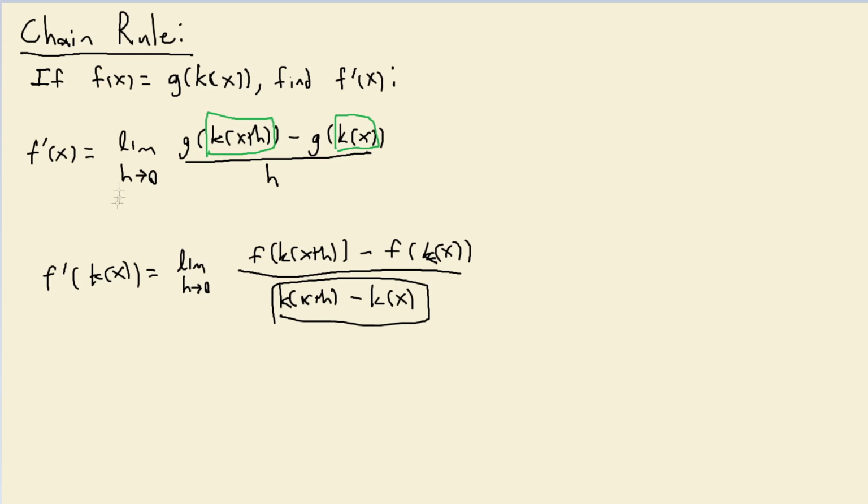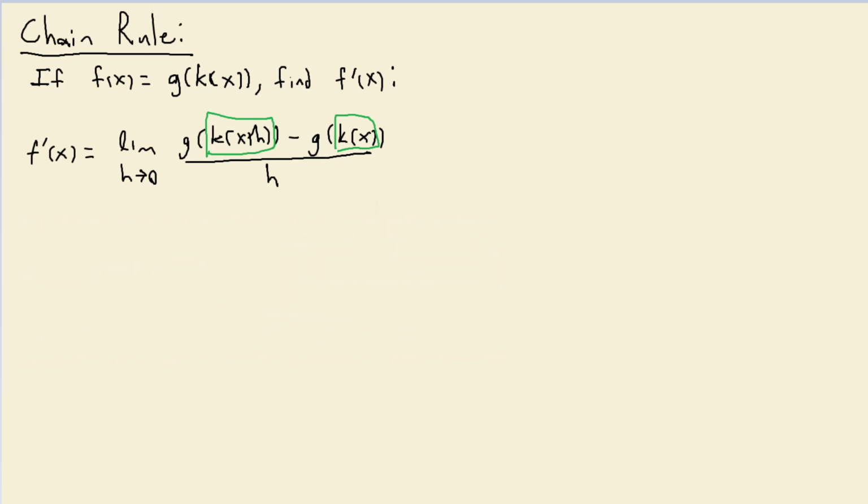And so in order to do that, what I'm going to do is multiply by k of x plus h minus k of x, all of that over k of x plus h minus k of x, because that's essentially the same thing as multiplying by 1. So I'm going to do that now.